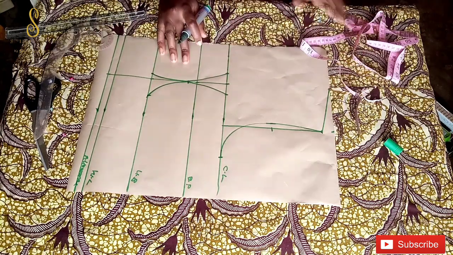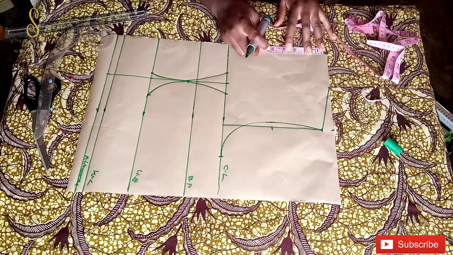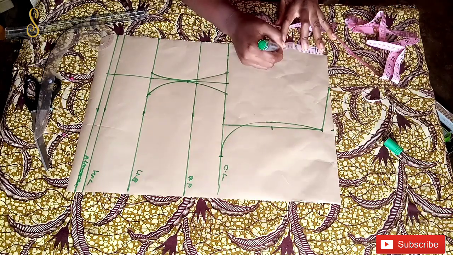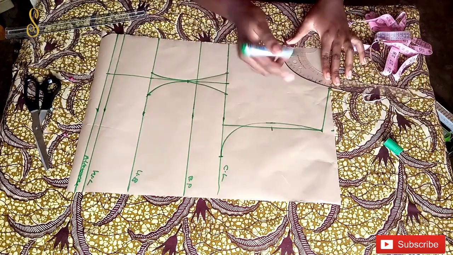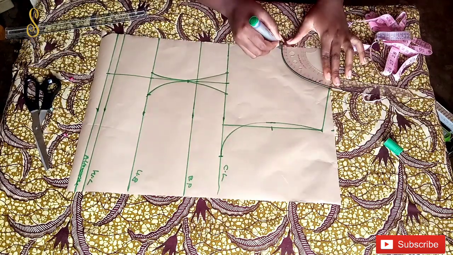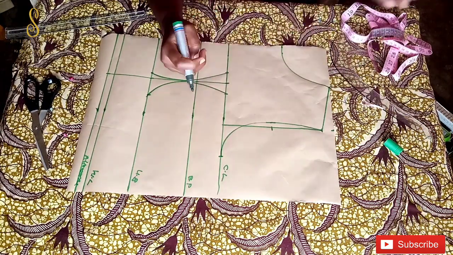After doing that, I will go ahead and mark my neck depth. The neck depth I'm going for is 4 inches. So that means my neck is 4 inches by 4 inches. You can decide to go for the neck depth and neck width that you want.